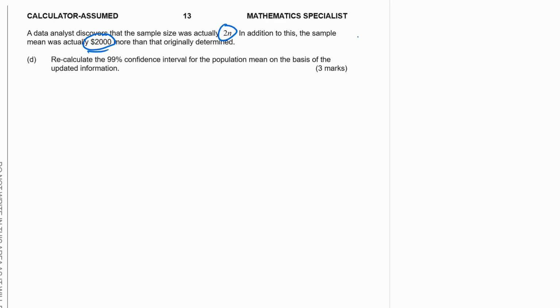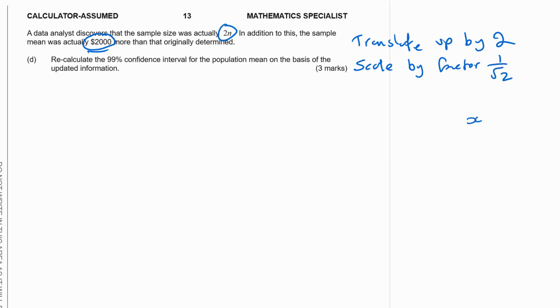Well, the 2,000 is going to translate up by 2. That's only going to affect the mean. It's not going to affect the standard deviation. We know that just moving up or down doesn't affect the spread of the data. The 2n is going to scale by a factor of 1 over root 2. Just think about how it's calculated. We have x bar over n. Well, it was root n before, and now it's root 2n. So there's 1 over root 2.